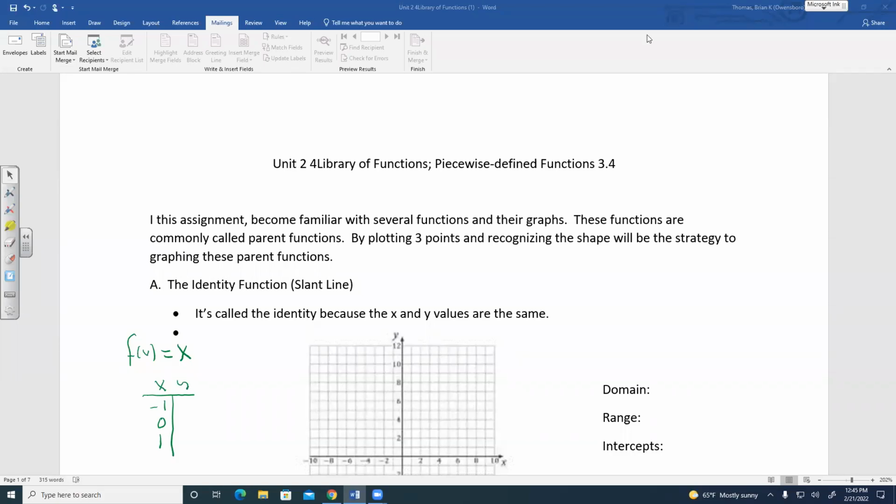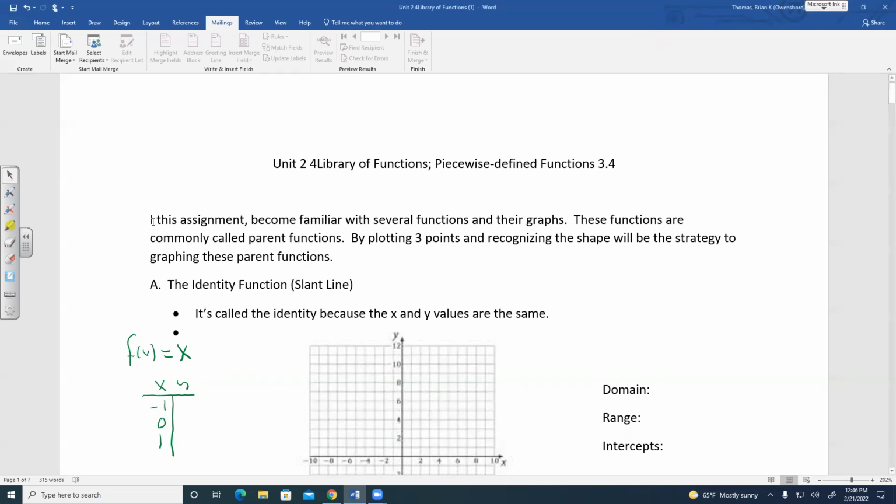So today we're going to look at another lesson in Unit 2. This is going to be Lesson 4 of the Library of Functions. Also, it's going to deal with what we call Piecewise Defined Functions 3.4. There's 9 basic graphs that we want to focus on. So in this assignment, we're going to try to become familiar with several functions and their graphs.